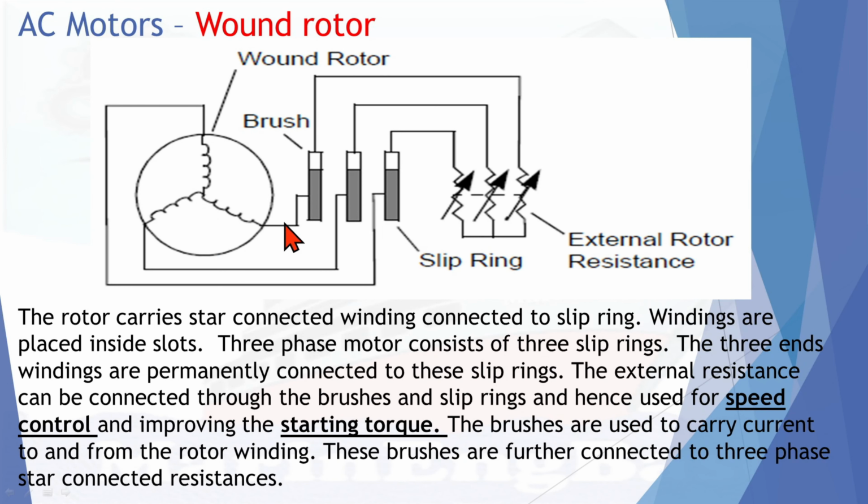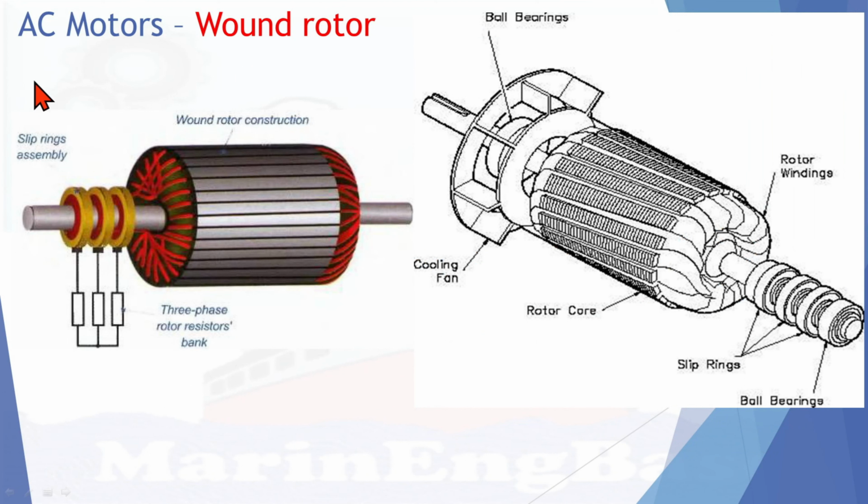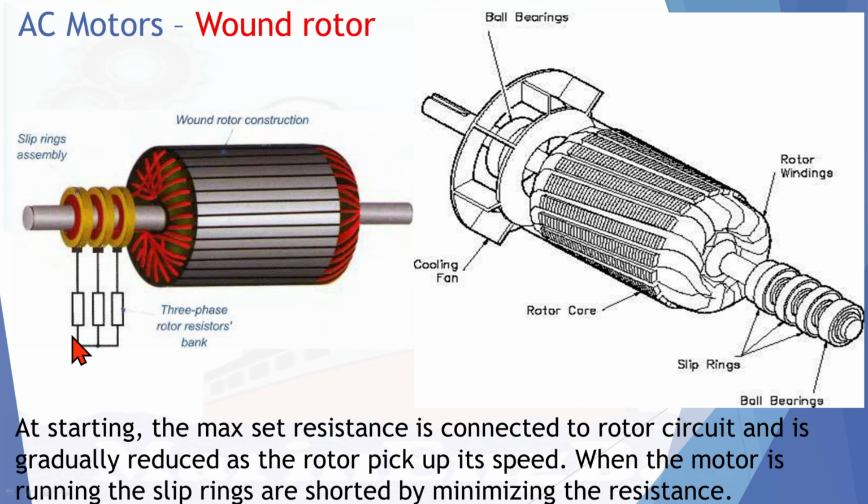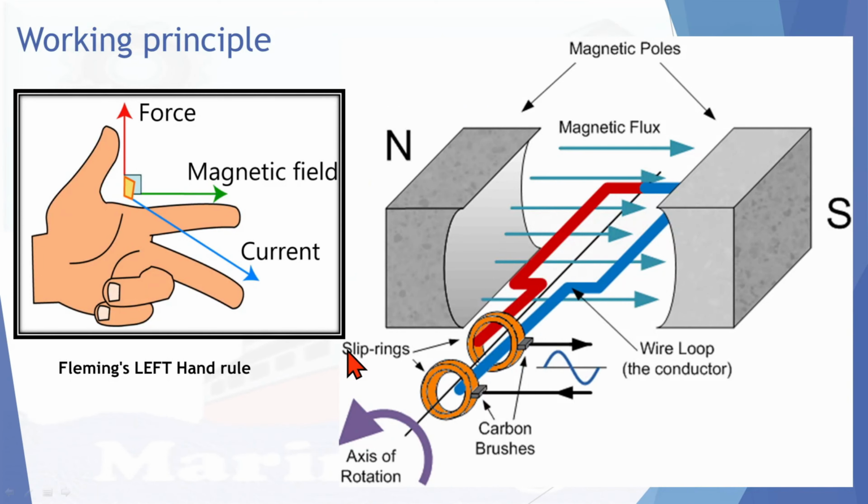Right. This is again the wound rotor construction, how it appears. Normally at starting the maximum resistance is applied, so then you will have a higher torque. Then once it has reached its speed, this resistor bank is omitted.